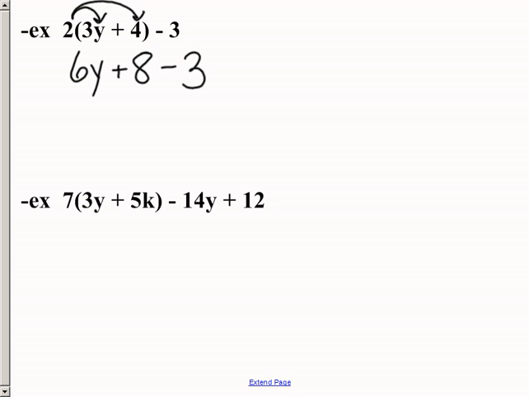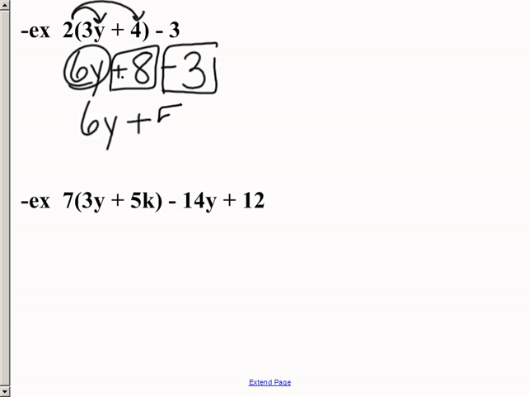When we look at this and look for like terms, there's nothing like the 6y, so the 6y stays. It's its own term. There's no other terms that are like it. And then I have plus 8 minus 3. If I have 8 and then I subtract 3, I still have 5. So this is addition because I still have 5.